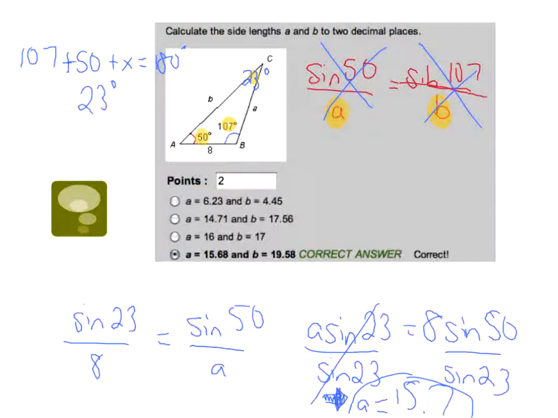So I want to show you the right answer. I'm confident that once you have one, you'd be able to find the other. You would just set up another trig function.